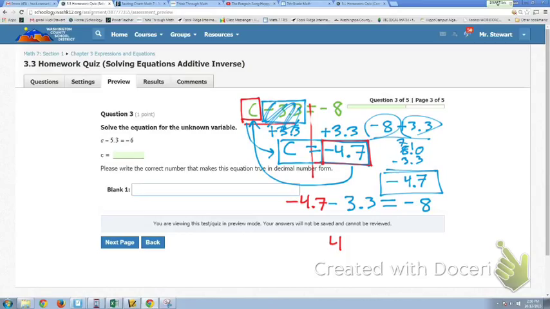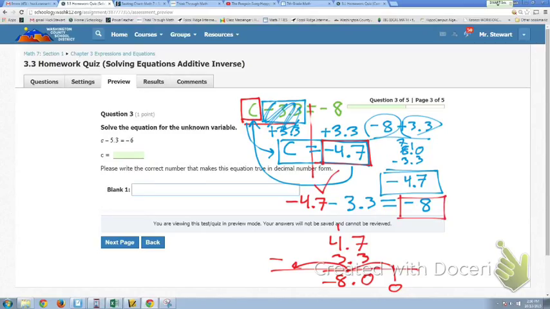A negative plus a negative, all right, on the number line, a negative plus a negative, so that's going to take me further down the negative. And so 4 and 7/10 and a 3 and 3/10. So 3 plus 7, that's going to be a 10. Carry the 1. 4 plus 3 is 7, plus 1 is 8. And it's a negative because it's negative and negative, so negative 8 is the correct answer.